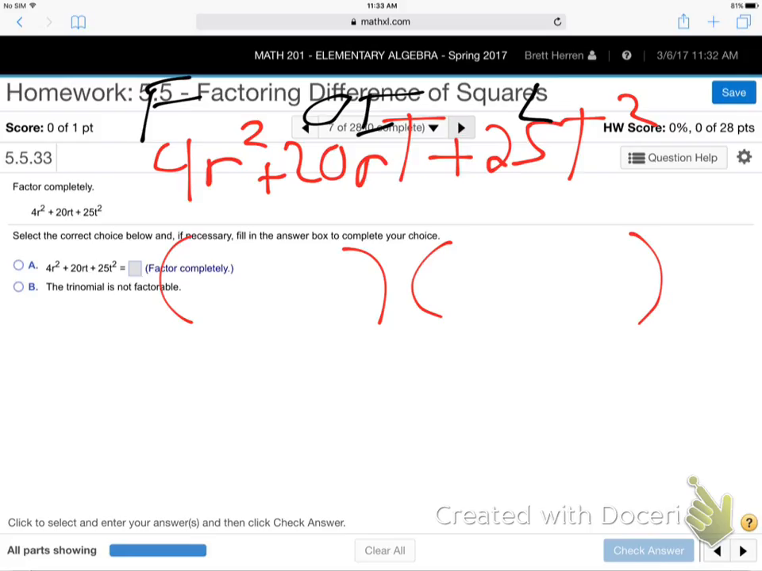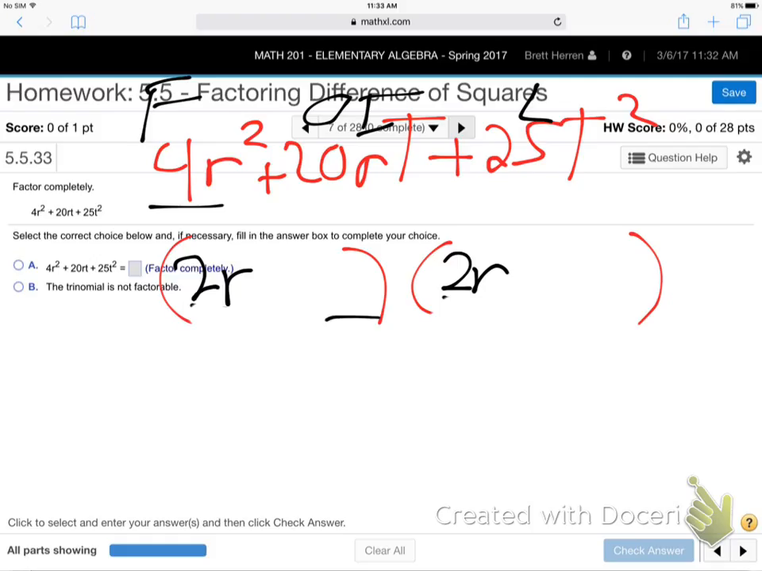It's 2R. Should be 2R. So front times front to make front. What times what makes 4R squared? 2R, 2R. Everybody good with that? That makes sense? 2R times 2R is 4R squared, right? See how that front makes front?